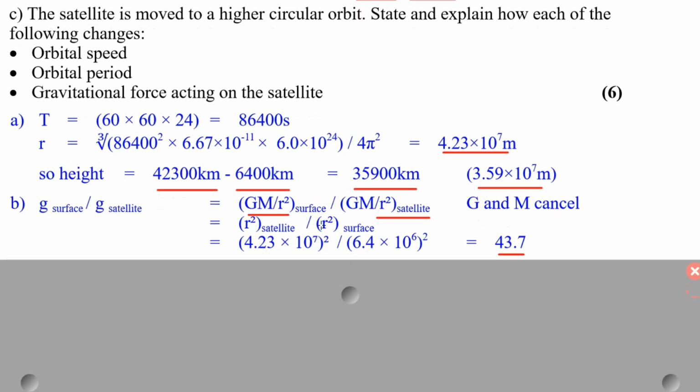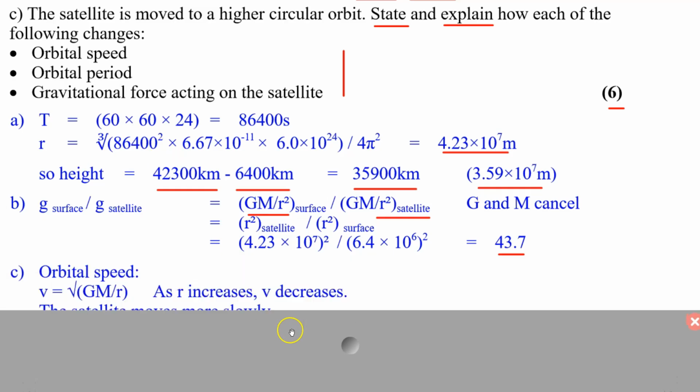Final question, final part is part C. So once again, we're thinking about what happens if we increase the orbit. So similarities to the first question. State and explain. So watch out for that. The state is just a statement or a description, the explain will get the second mark. So if it's 6 marks in total, and there are 3 things we need to cover, that's basically 2 statements or 2 comments for each of these.